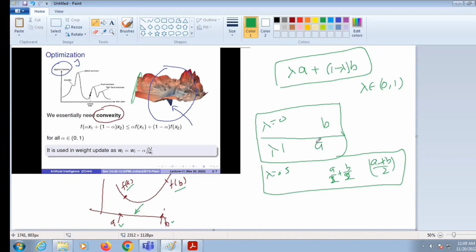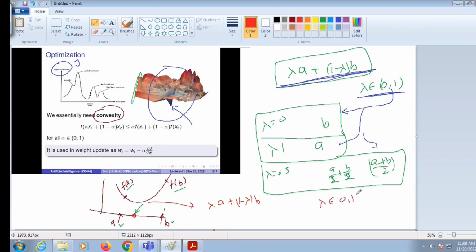Let's assume that I devise this particular formula where lambda can take a value between 0 and 1. Then based on the value of lambda, I can find A, point B, or any other point over here. So if I ask for any point here, you can say that this point is lambda A plus 1 minus lambda B, where lambda is some value between 0 and 1. Yes or no? Okay.